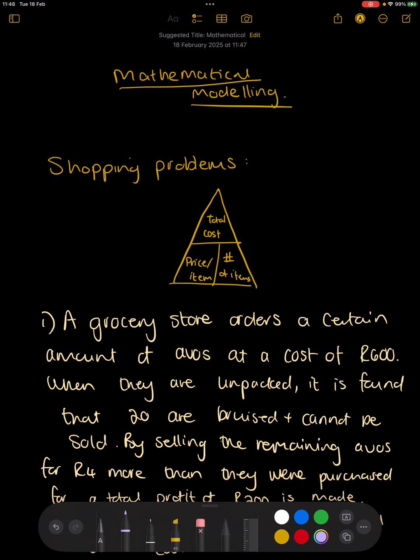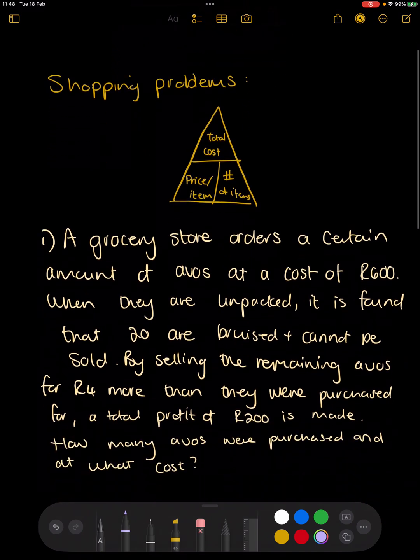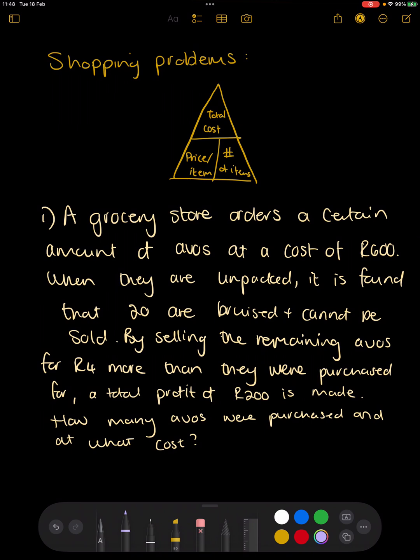Shopping problems and speed, distance and time problems. With your shopping problems, you always have to remember that your total cost is equal to your price per item times the number of items that you bought.